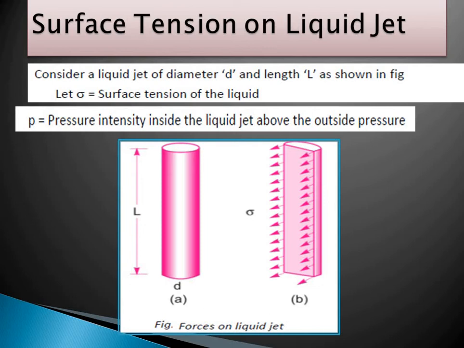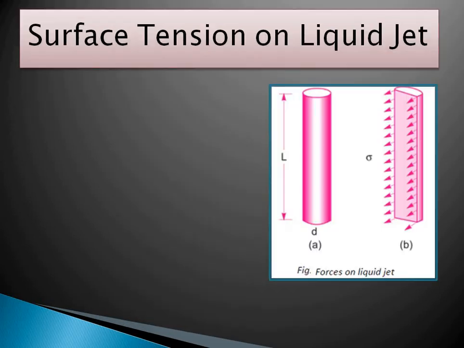Now surface tension in a liquid jet. Consider a liquid jet of diameter d and length L as shown in the figure. Now instead of a droplet, here we have considered a jet. So the jet is shown in figure A, having length L. Now if it is cut at this mid section, then over the periphery of this jet, circumferential stress, surface tension sigma, is acting. So the pressure intensity inside the liquid jet and above the inside pressure is as shown in the figure.